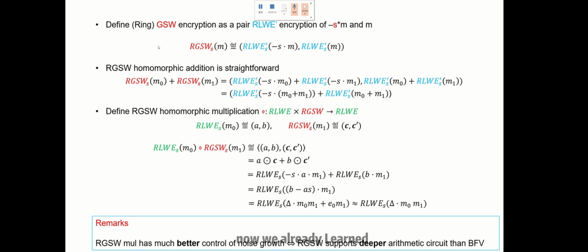Now we already learned how to do a very special homomorphic multiplication, that is, homomorphic scalar multiplication. Now let's move on to construct GSW encryption for the standard homomorphic encryption. We can define the ring GSW encryption as a pair of ring LWE prime encryptions of two messages. One is minus s times m, and the other is the message m.